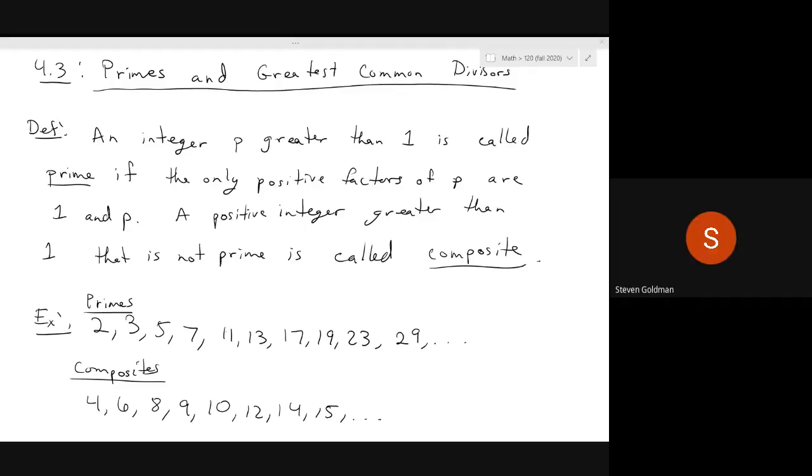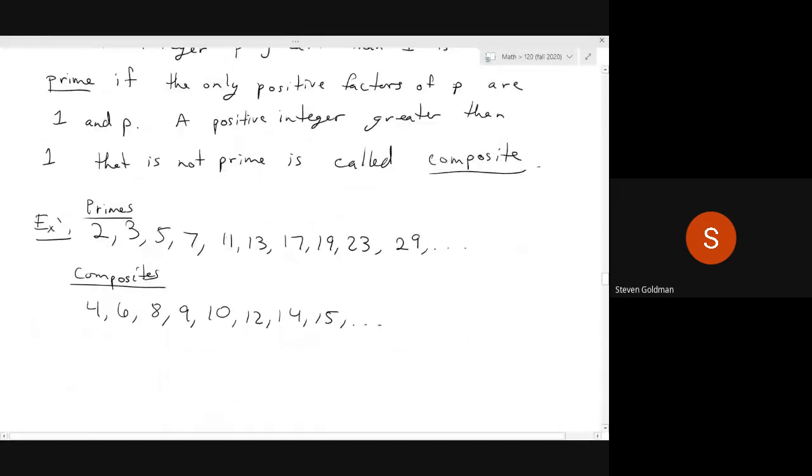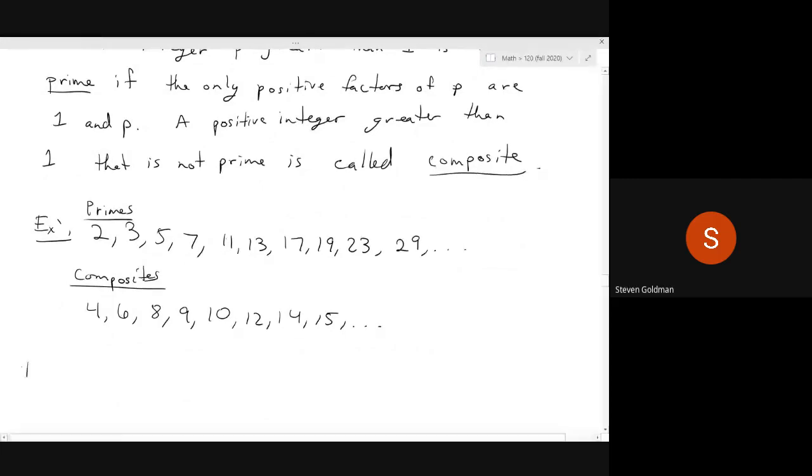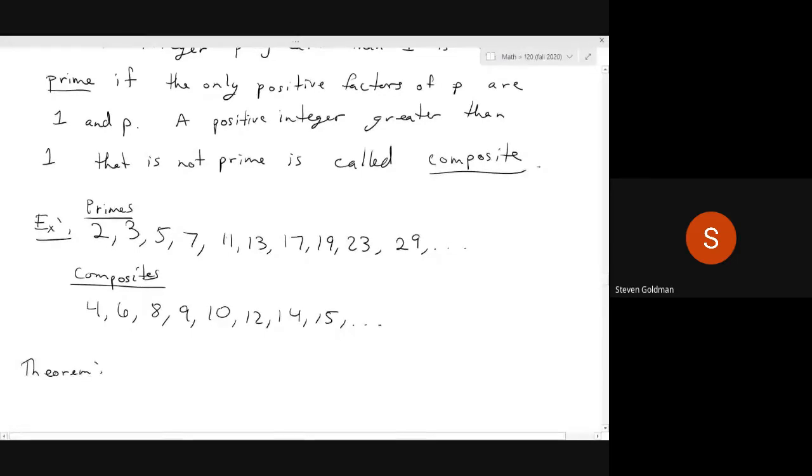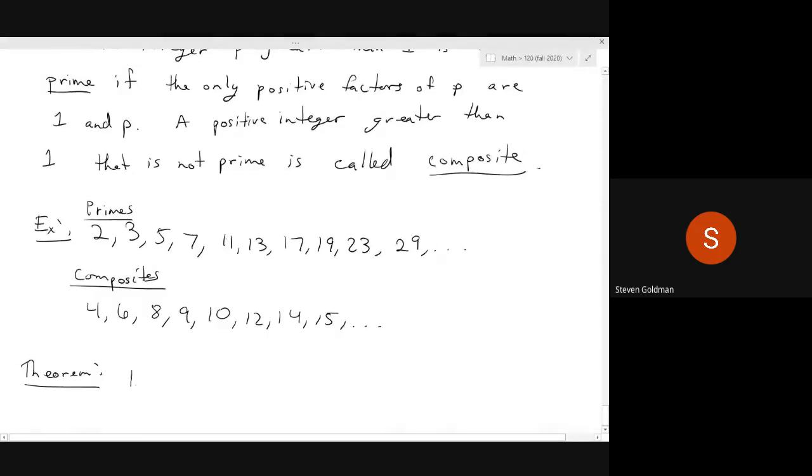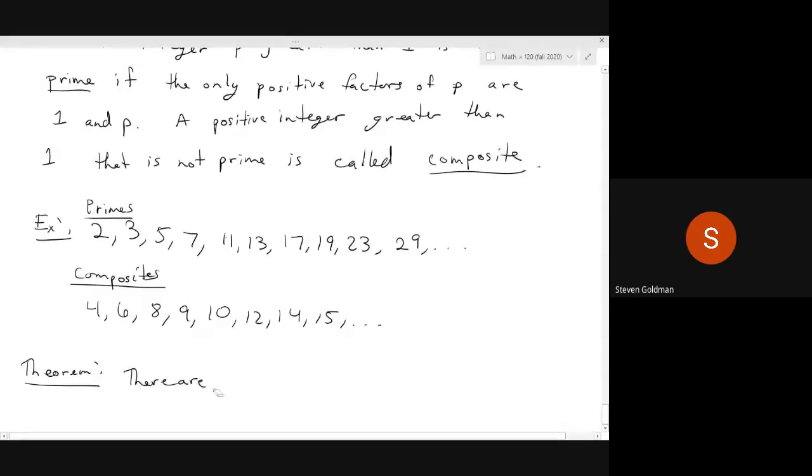Hello? Okay. Somebody said, when I asked how many prime numbers there are, that nobody knows. That's not exactly the answer I'm looking for. The answer I'm looking for is that there are an infinite number of prime numbers. I'm not going to really prove that today, but let me just give you that theorem. There are infinitely many primes.